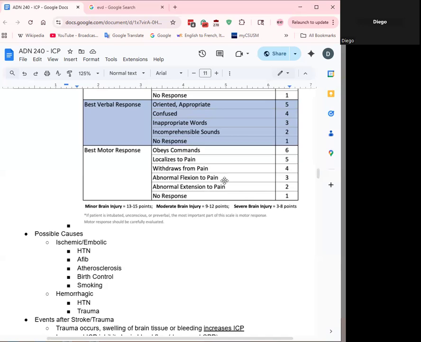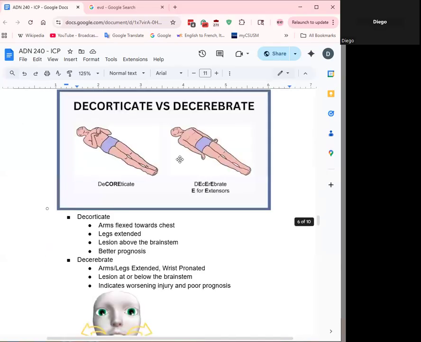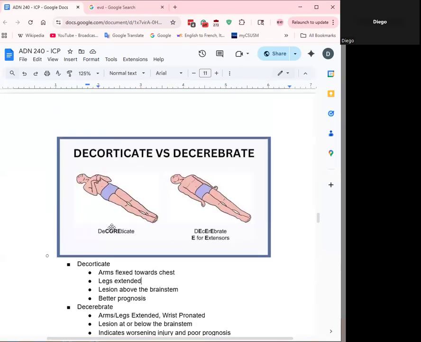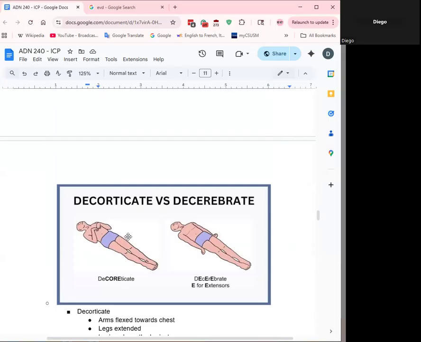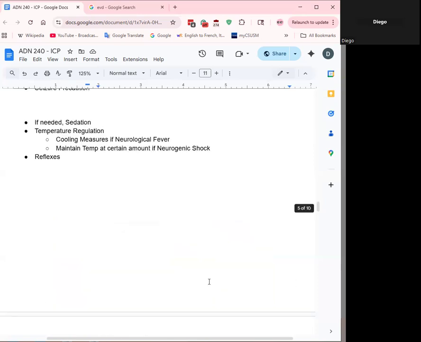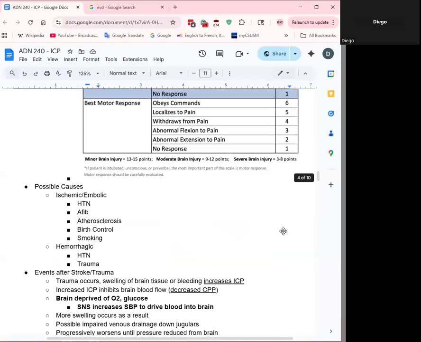Abnormal flexion to pain and abnormal extension to pain is referring to these different positions here. So the decorticate, which is the flexion to pain, responding by having those arms kind of going in, toes extending outwards, versus the extension, which is the decerebrate, which is arms going into themselves and then being stretched out, feet stretched out. And those are signs of very severe brain damage.